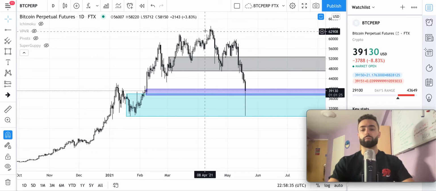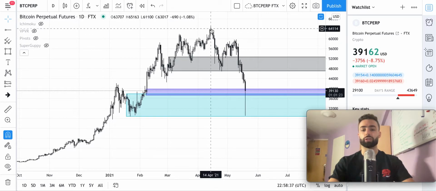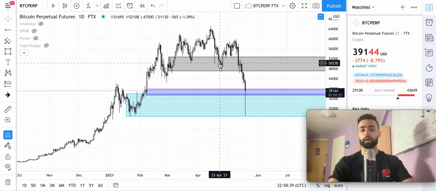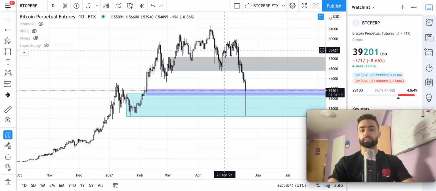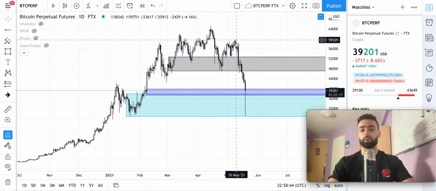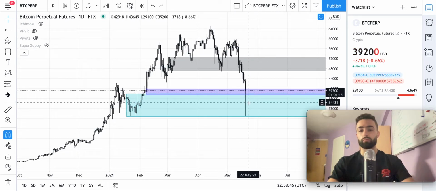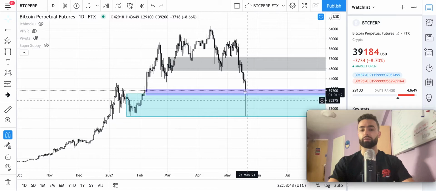Peak euphoria. People were making a ton of money. Everyone was getting rich. And then boom, we got hit right here. And then the market had this second rally to try and come up. And then boom, now, this is significant. This is very, very significant.